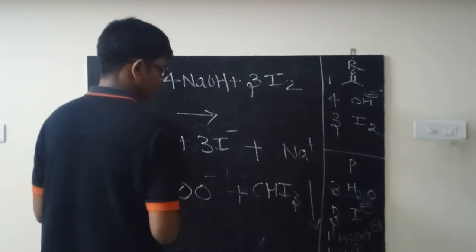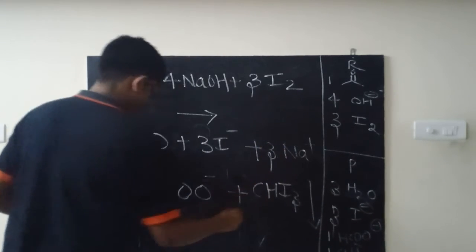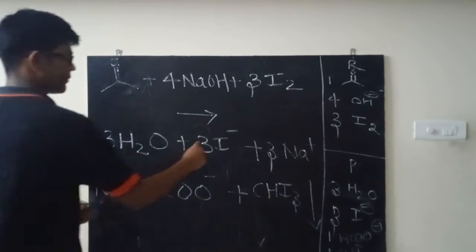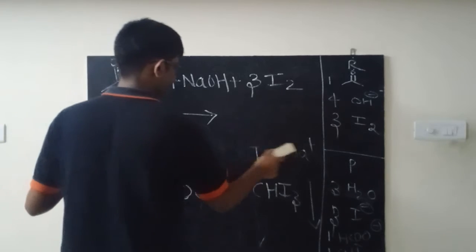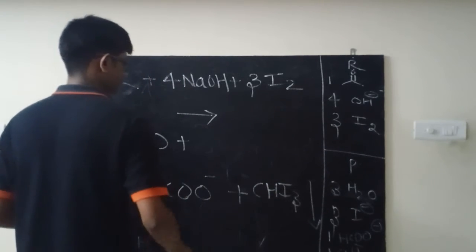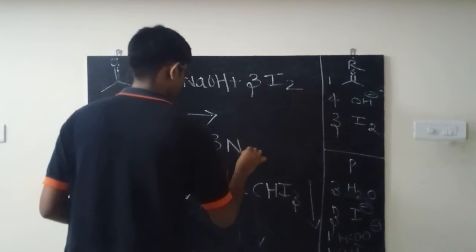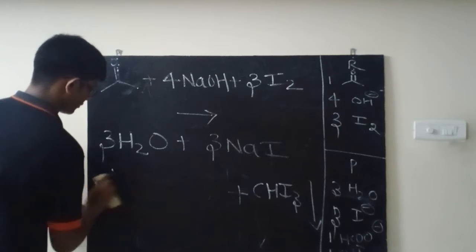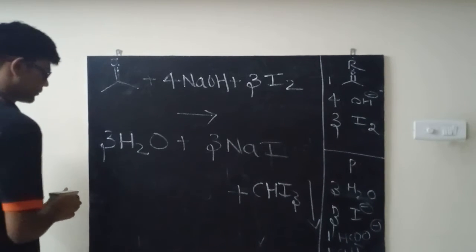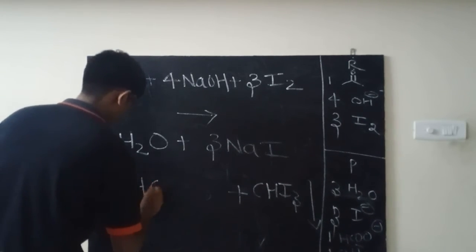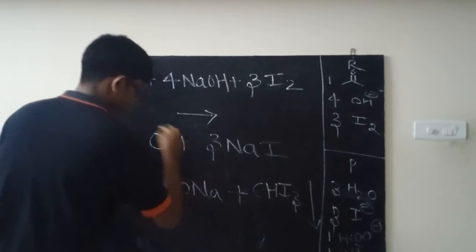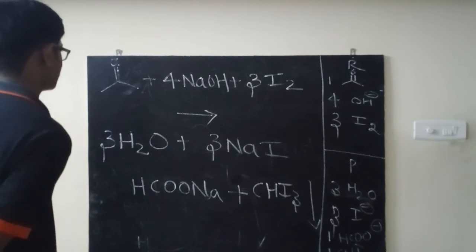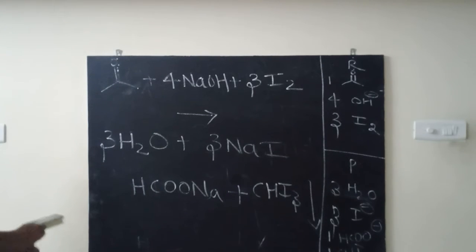You have 3 I minus. If I write this as 3 Na plus, and then I put the other Na plus here, right? Then 3 I minus plus 3 Na plus will give me 3 NaI. And Na plus HCOO minus is sodium formate, right? So sodium formate. So this is the basis of the haloform reaction. What I just wrote is a balanced form of a haloform reaction.